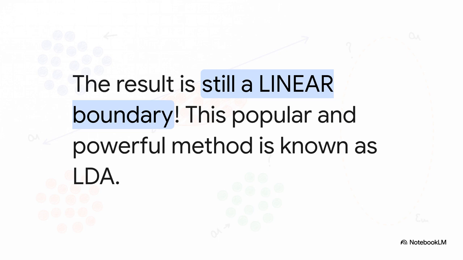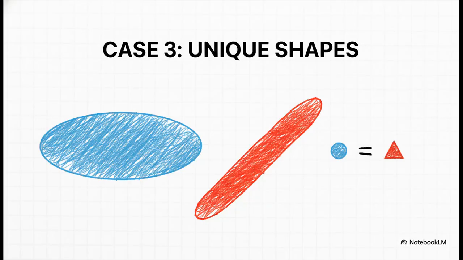And this is a really powerful moment. Get this, even though our data clouds themselves are more complex, they're ellipses now, the boundary separating them is still just a simple straight line. This is such a popular and important method that it has its own name, linear discriminant analysis, or LDA for short.